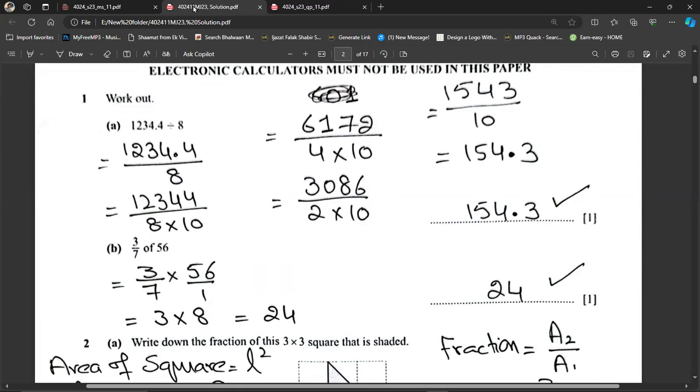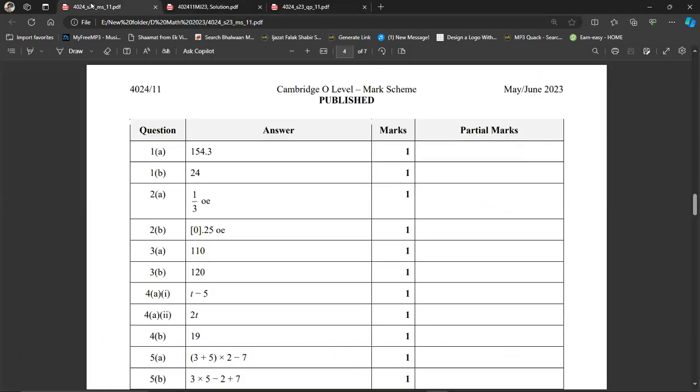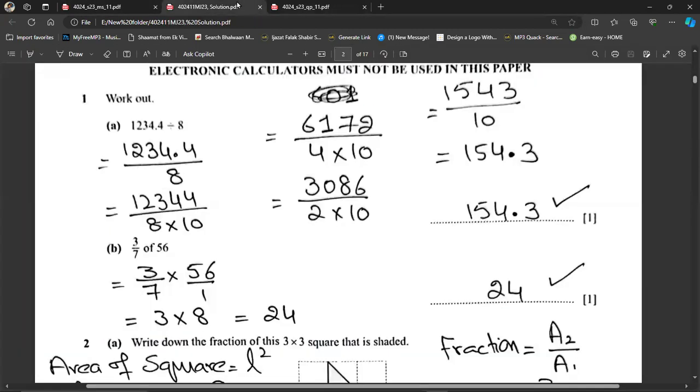So 12344 divided by 8 divided by 10. You cut it with the 2s, you will get 6172 divided by 4 divided by 10. And then again cut with the 2, you get 3086 divided by 2 divided by 10. Again cut with the 2, you get 1543 divided by 10. And because you are dividing by ten, just move the decimal one step to the left. So 154.3 is the answer.